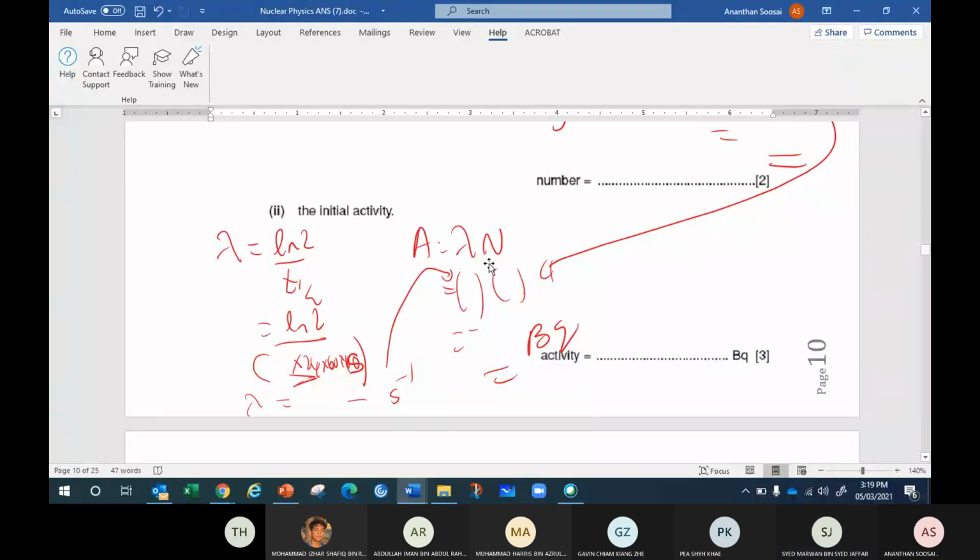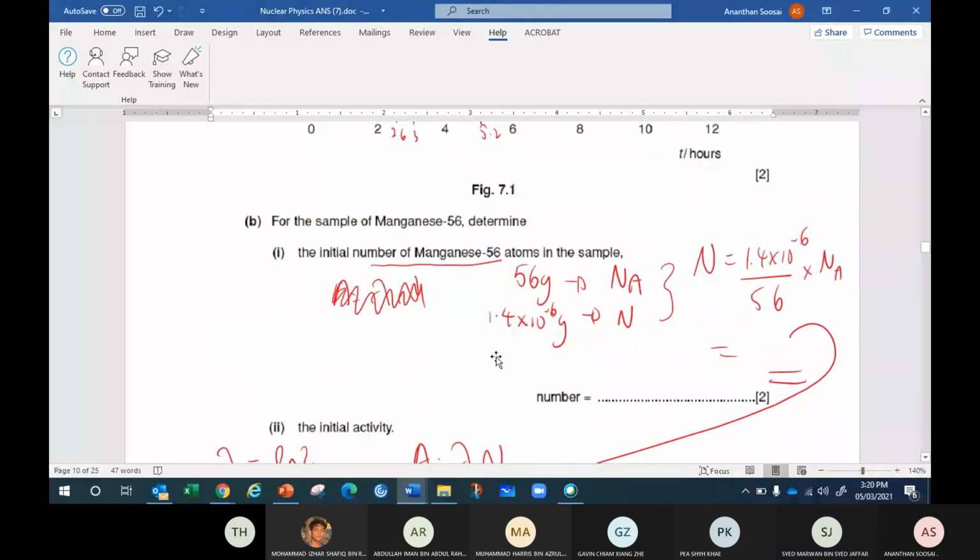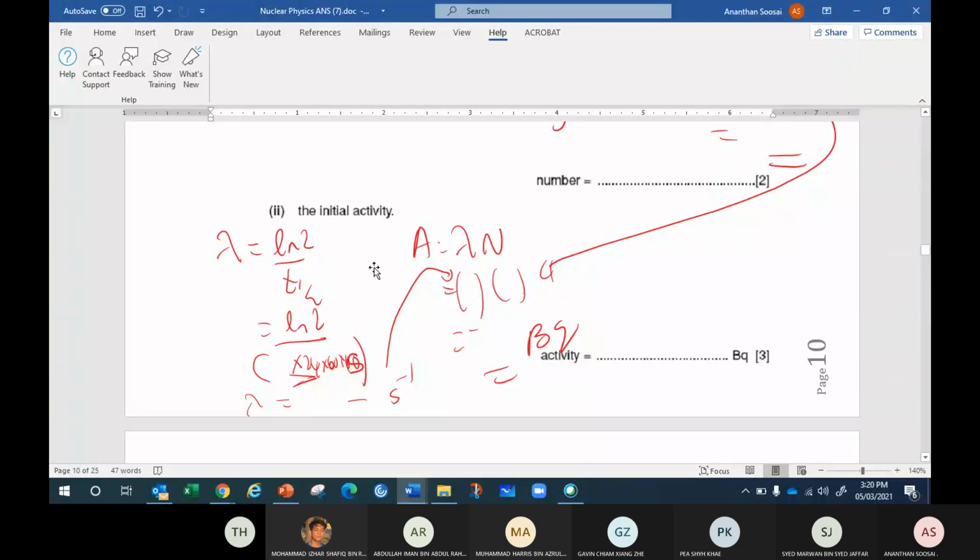I hope you understand the flow. Initial activity A equals lambda N. We were stuck finding the activity because lambda was not given, but half-life was given, so we find the lambda first. Since A equals lambda N, lambda must be in per second, so the half-life must be converted to seconds, using 24 times 60 times 60 to get lambda in per second. The number of particles we already know earlier, so you just substitute here. So now you know the initial number of particles and the initial activity.